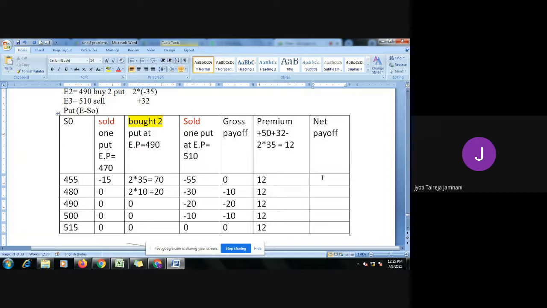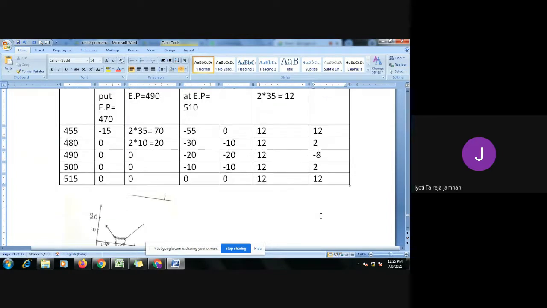12 rupees is the premium, so 0 plus 12 is 12, minus 10 plus 12 is 2 rupees, minus 20 plus 12 is minus 8, minus 10 plus 12 is 2, and 0 plus 12 is 12. So this is how it comes. Now let's see the graph.